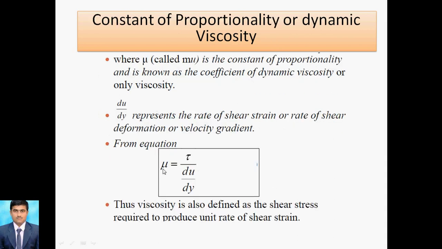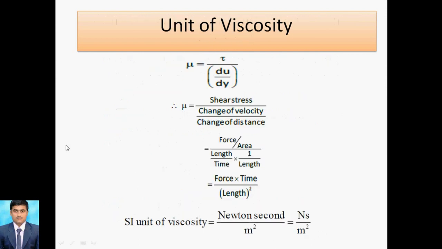So that mu is called the coefficient of dynamic viscosity. Is it clear? So here the viscosity is defined as the shear stress required to produce a shear strain. So that is called viscosity, right? So this is the phenomenon of viscosity.